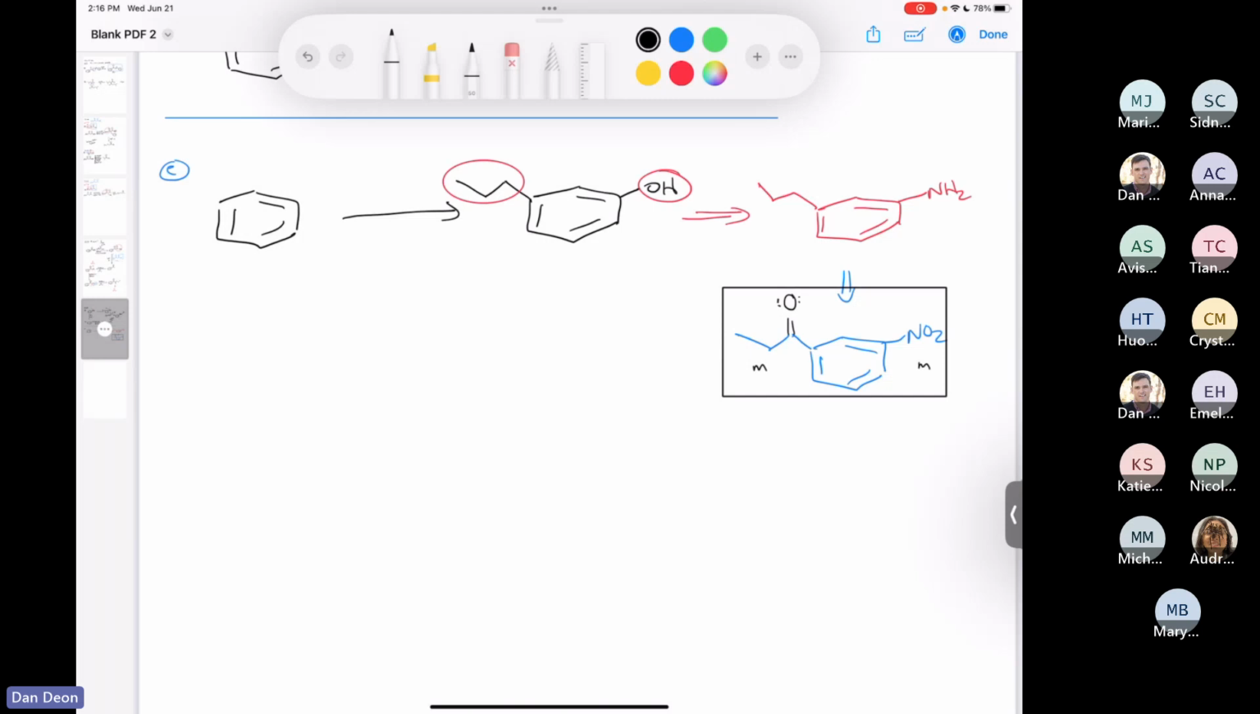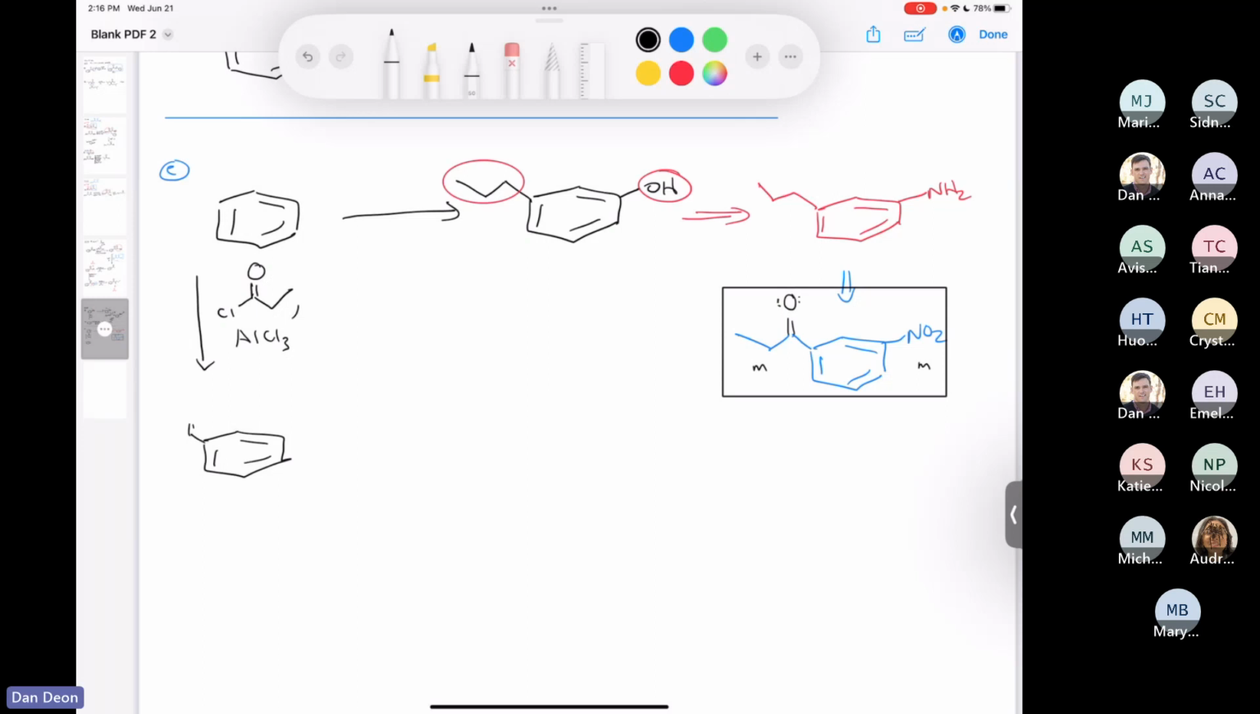Which one of these do you think you should install first, though? Does anybody have a feeling about that? It's the carbonyl, isn't it? Yeah, absolutely, because it's a weaker deactivator, right? Nitro is super deactivating, so we'll want to put that in last. So let's do our Friedel-Crafts acylation. Great. So for that, we're going to need propionyl chloride, and we're going to need a Lewis acid like aluminum chloride, and that's going to install our acyl group.